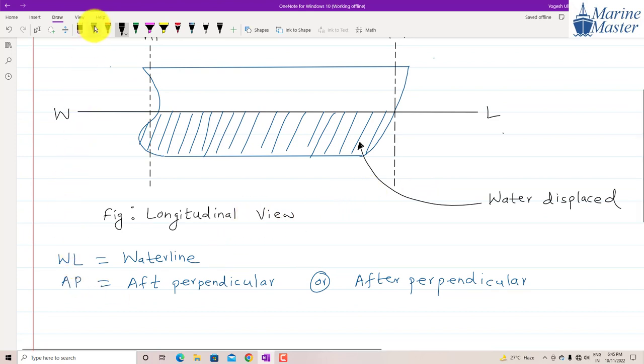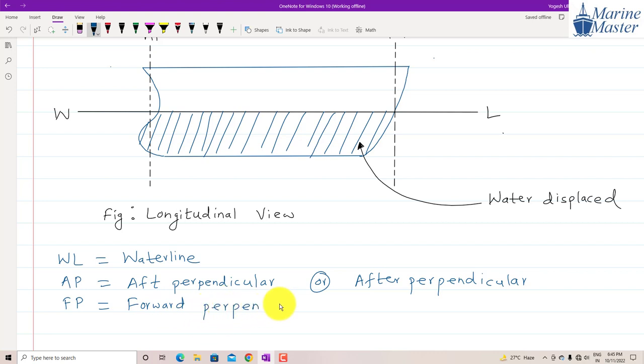Now the next point is what? FP. FP stands for what, guys? What is the meaning of FP? FP stands for forward perpendicular.